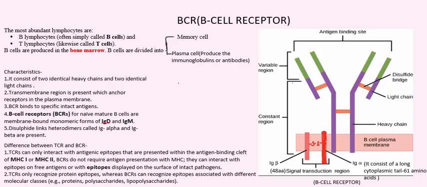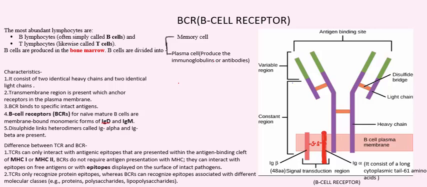Today we are going to discuss the BCR, that is called the B cell receptor. We have already discussed the types of T cell, that is the cytotoxic T cell and the helper T cell. The glycoprotein present in the cytotoxic T cell is CD8 and that in the T helper cell is CD4. And we have already discussed the T cell receptor. Now let's discuss the B cell receptor.